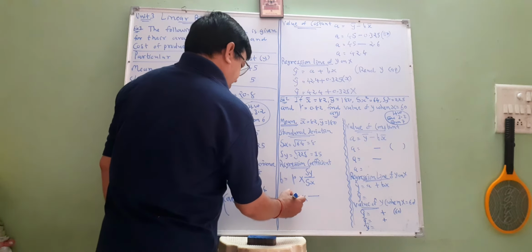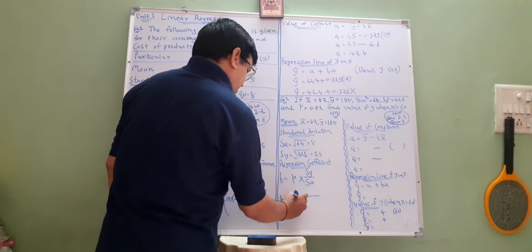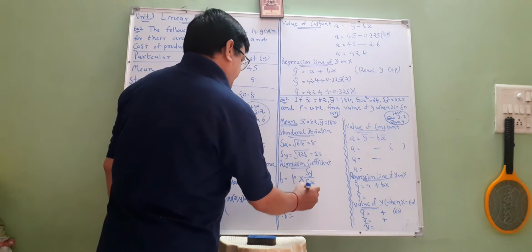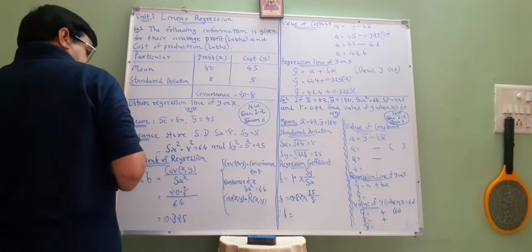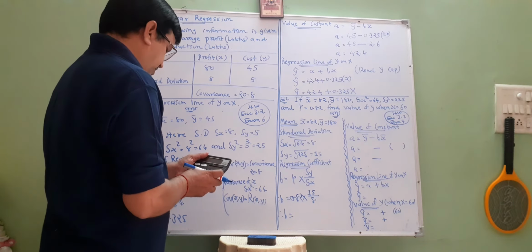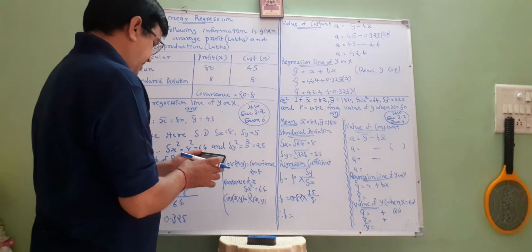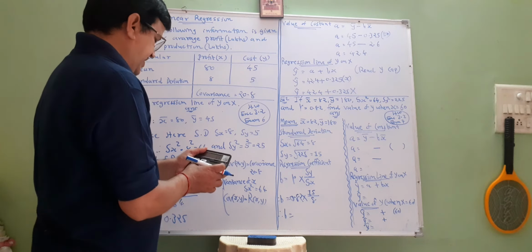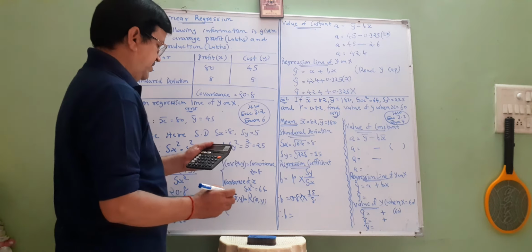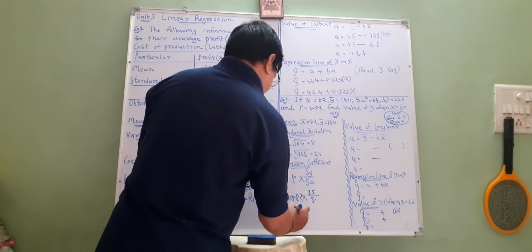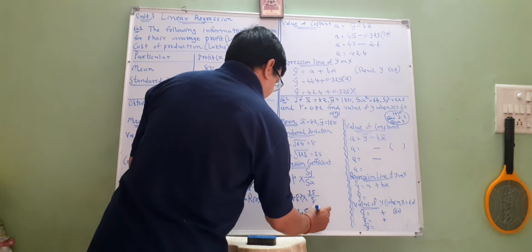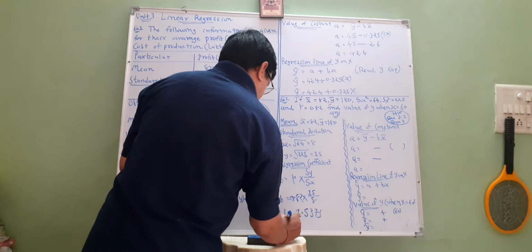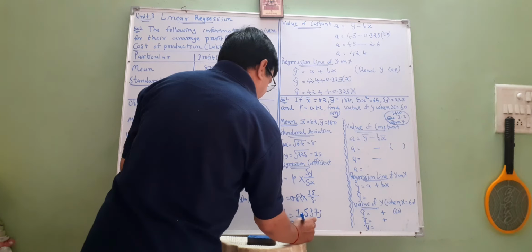R is equal to 0.82 into Sy 15 divided by Sx 8. So 0.82 into 15 divided by 8 is equal to 1.5375. Therefore, the approximate value of b is equal to 1.54.